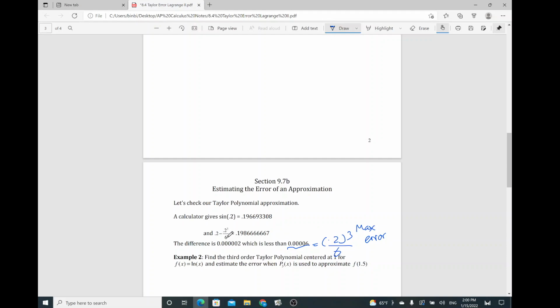Okay, so you take the absolute value of that. So you get that positive 0.2 quantity to the power of 3 over 6.